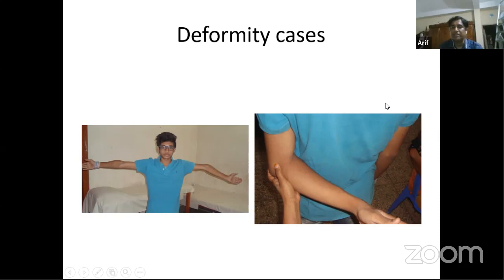Usually your correction is gradual. Even at the point of your correction, if you think that things are not going in a good direction, you can change. This is the beauty of Ilizarov surgery. You have all the authority to do anything. And this fair looking boy has, in the left hand, a very bad childhood supracondylar fracture with this deformity.